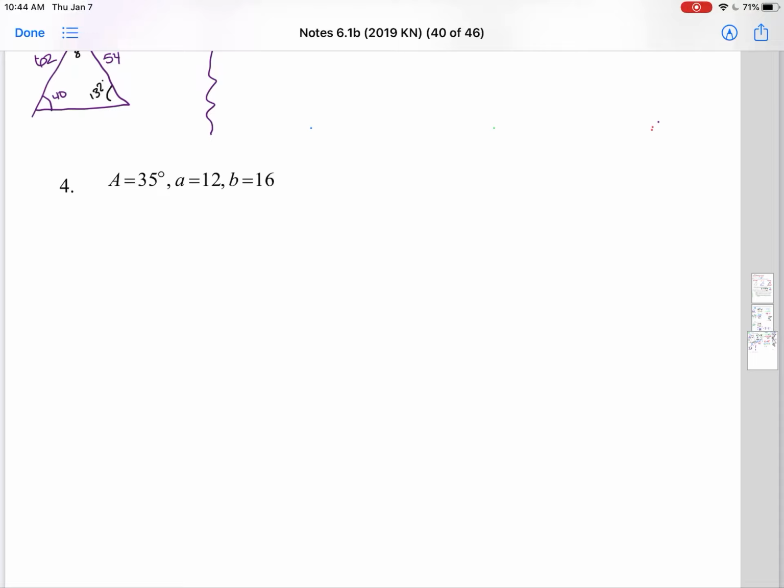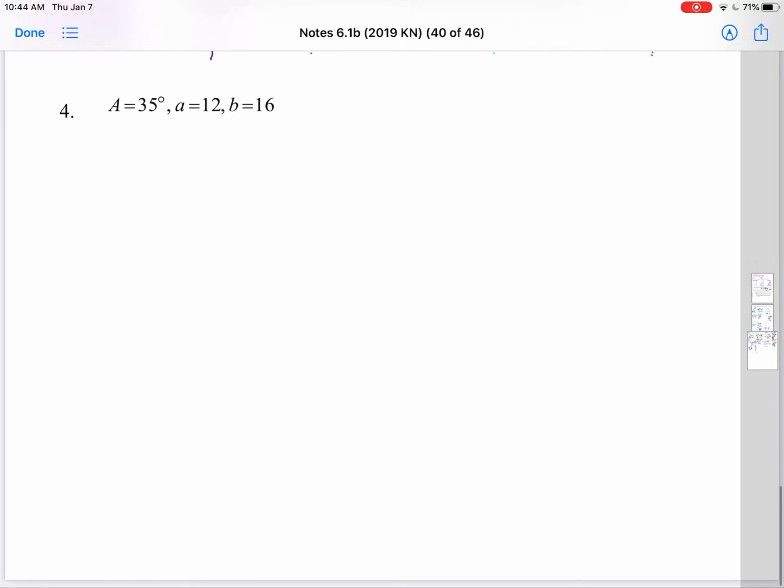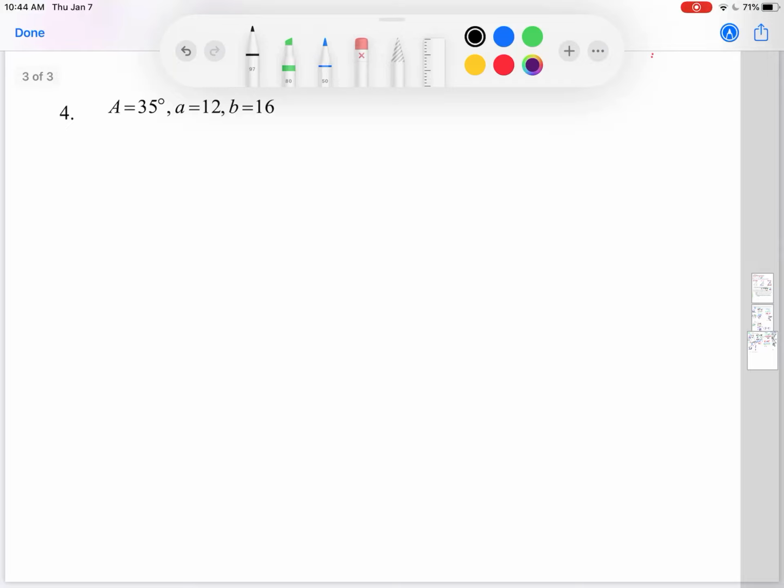So we're going to do question 4. If you want to try this one on your own, pause the video and then come back to check your answers, you may. This is another two triangle question, so I want you to practice. You know it has to be two triangles, so make sure you're checking for a second triangle and confirming your A and B values and your C values. Go ahead and pause if you'd like.